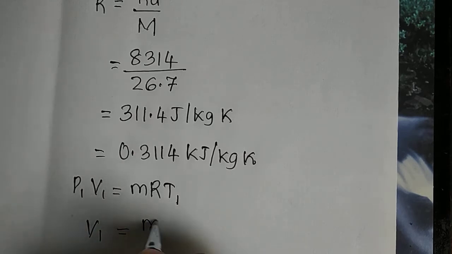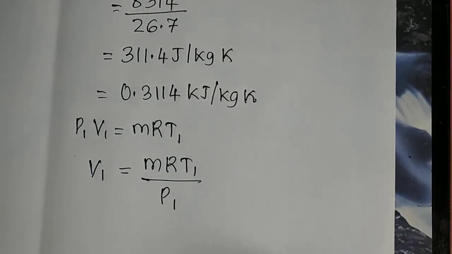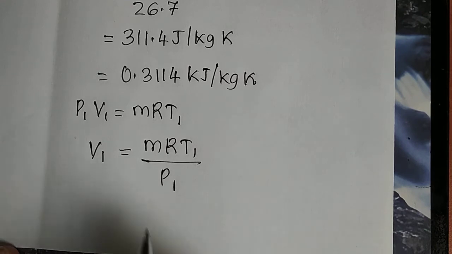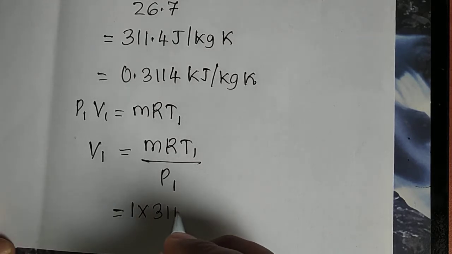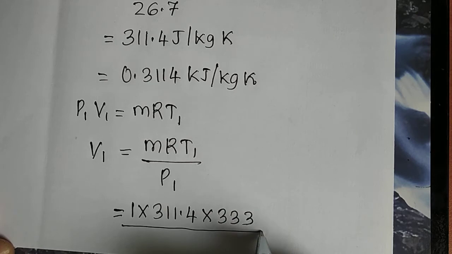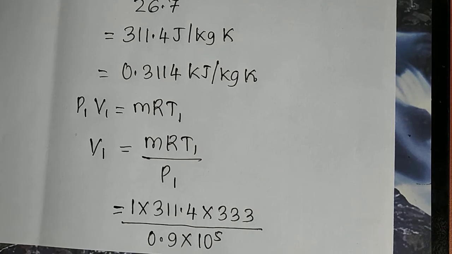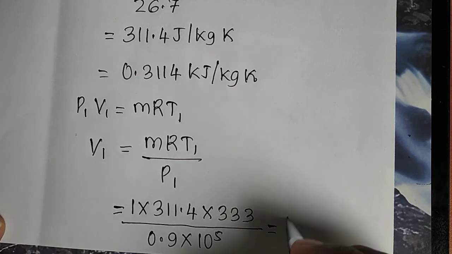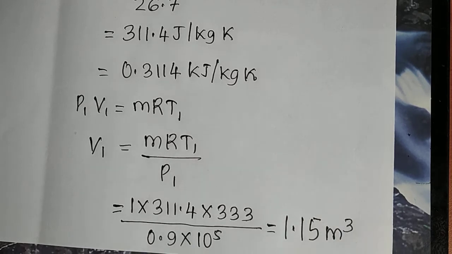V1 will be equal to m R T1 divided by P1. I repeat, it is m R T1 divided by P1 that will give me the value of V1. So let us substitute all the values. M is 1, R is 311.4, temperature is 333, divided by P1. P1 is 0.9 into 10 to the power 5. So you'll get the value of V1 as 1.15 meter cube.